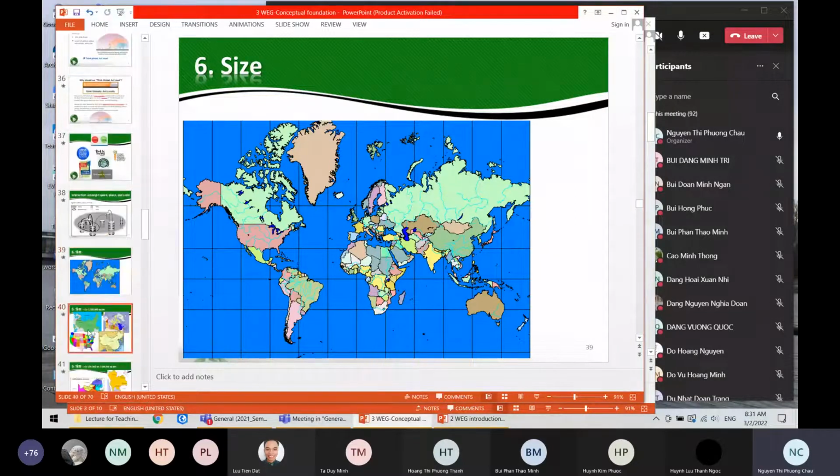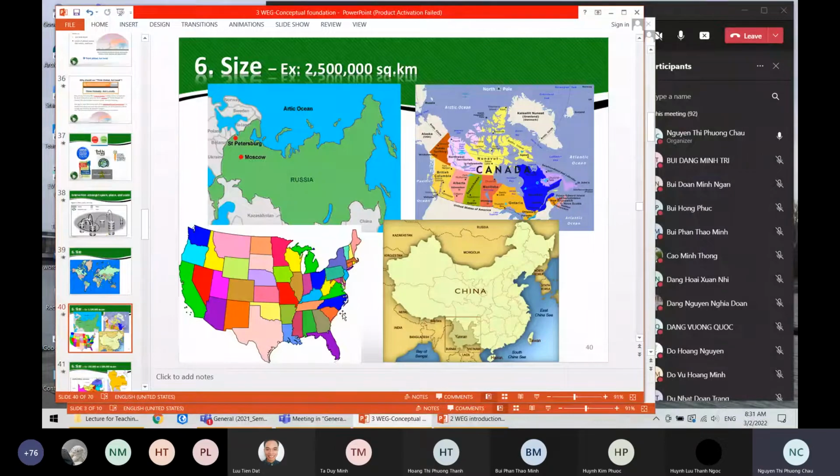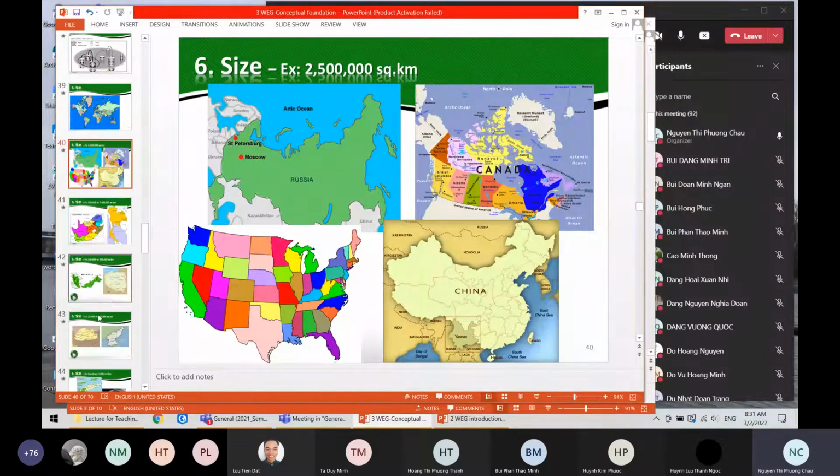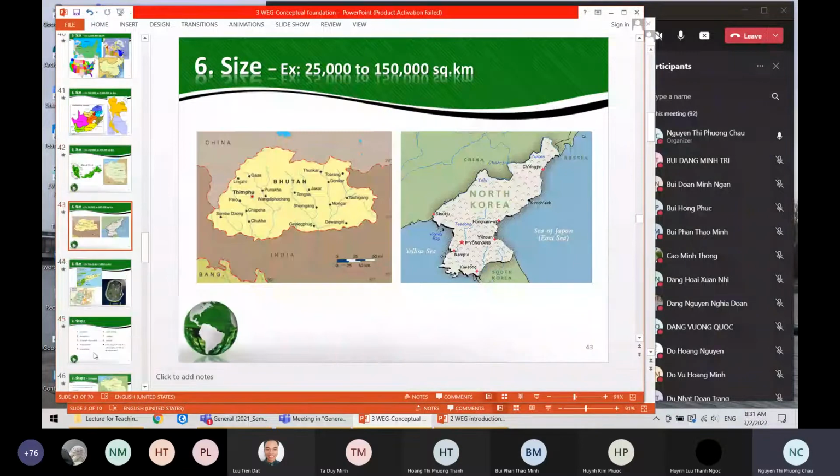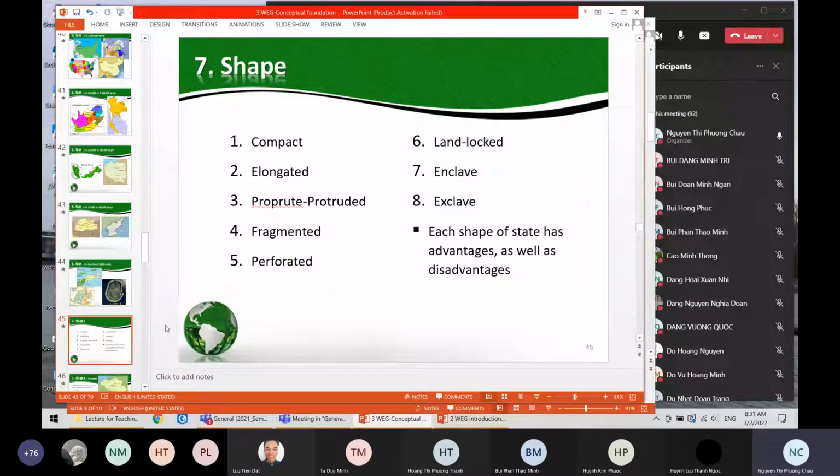And the following slide, we don't need to spend much time on this because it just tells us about the total area of each nation, and this is very easy for you to find on the internet. So we should skip it and move to the next slide. The next concept is about the shape of nation.